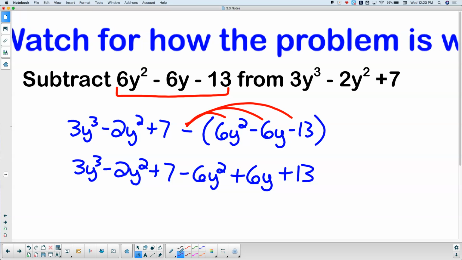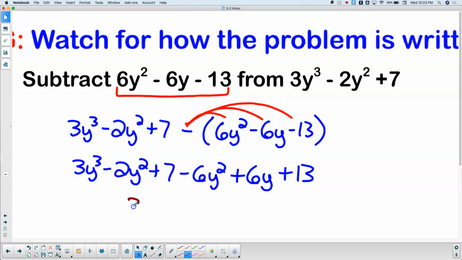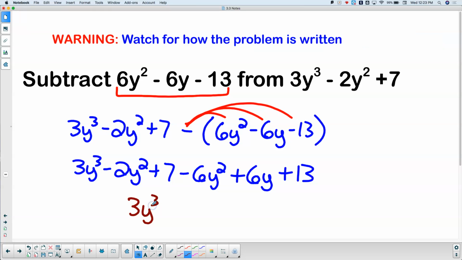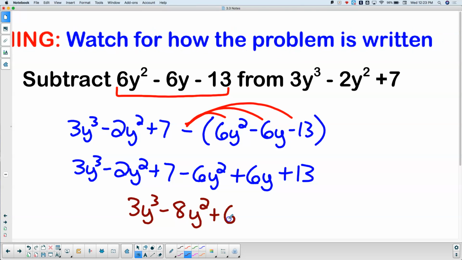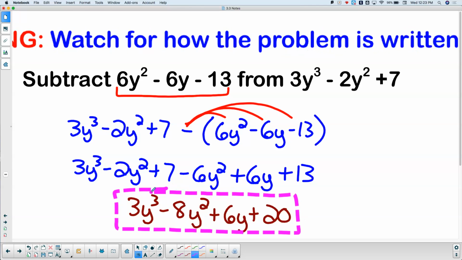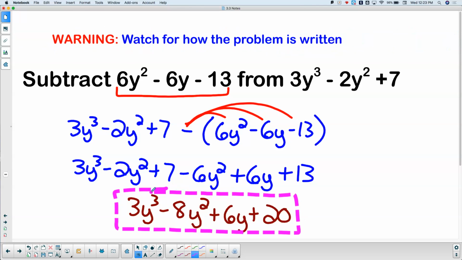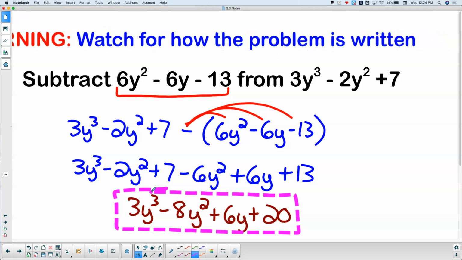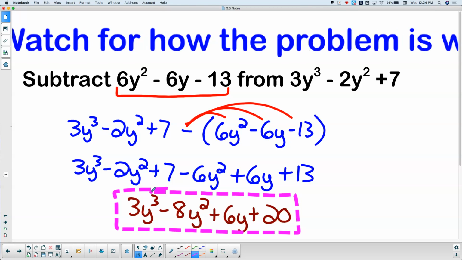Now I can combine like terms, and I get 3y cubed minus 8y squared plus 6y plus 20. Questions on that one?